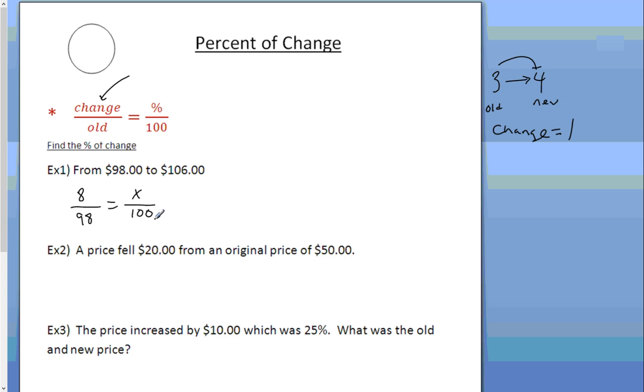So what am I going to have to do now? Well, I'm going to have to cross multiply, right? We did that on a previous lesson. So we end up with 98x is equal to 800, or 8 times 100. Then we need to divide that by 98, and divide this by 98. And then you're going to have to go off to the side somewhere. On this assignment today, you can use a calculator. So I don't mind if you grab a calculator to do this math.